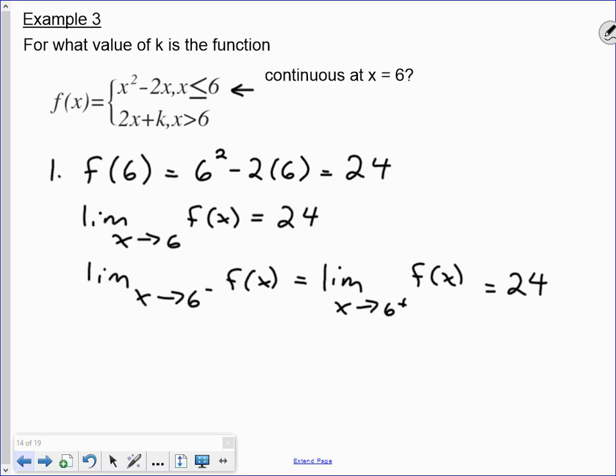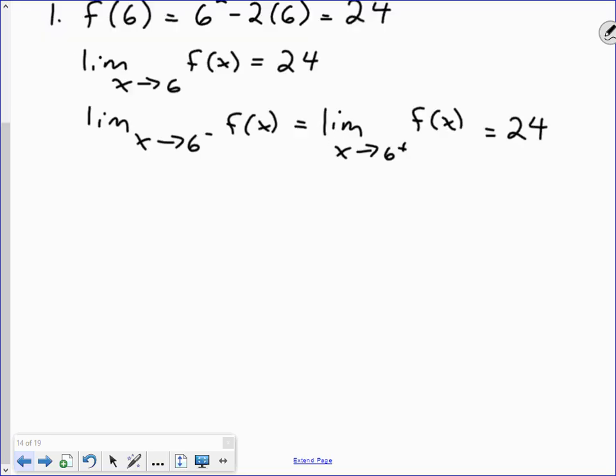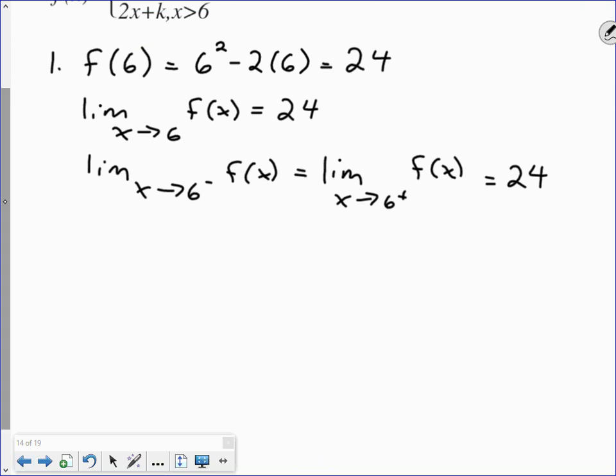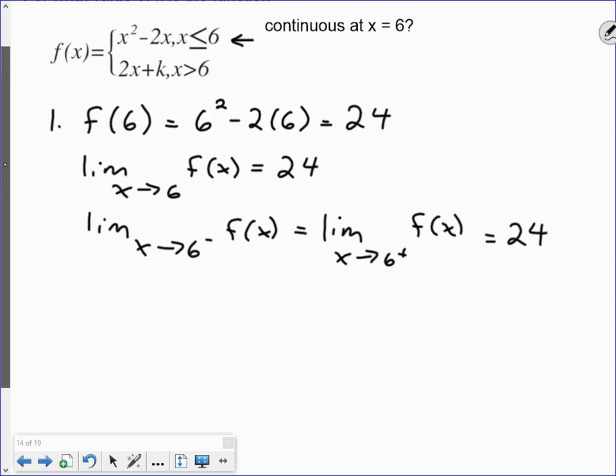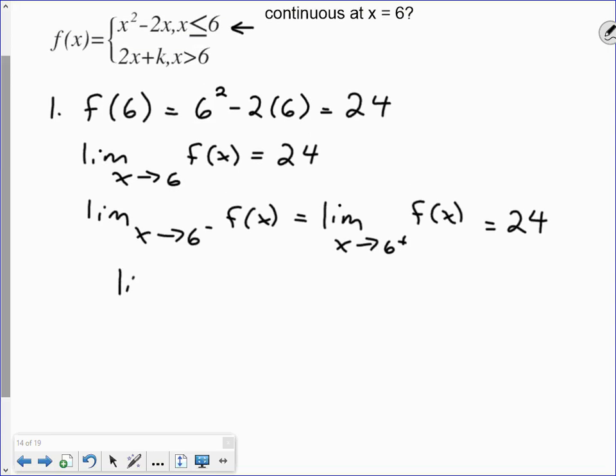So let's take a look at these two one-sided limits here. The limit as x tends to 6 from the left of f at x is going to be the limit as x tends to 6 from the left of x squared minus 2x. And the limit as x tends to 6 from the right of f at x is going to be 2x plus k.